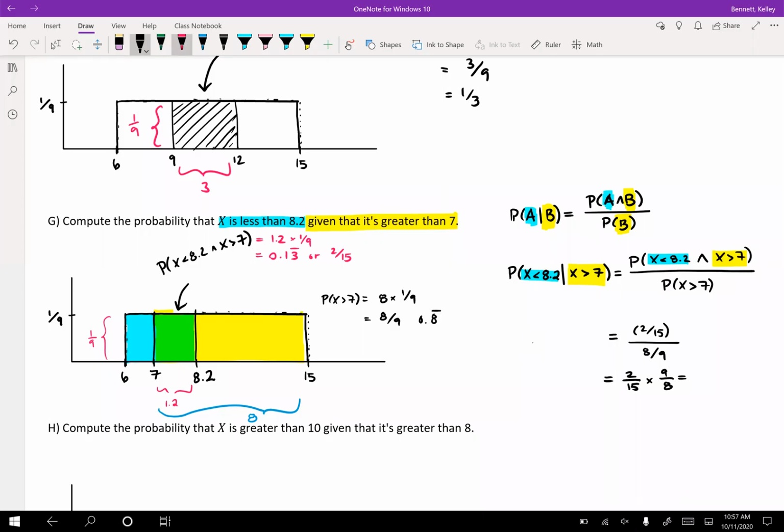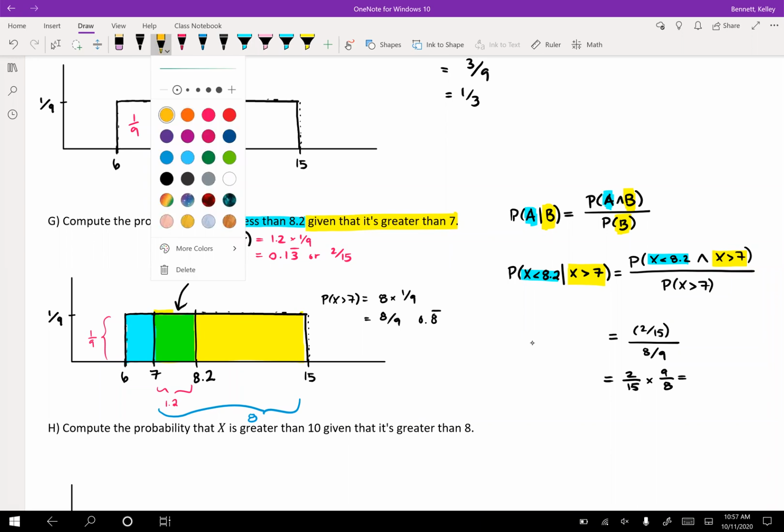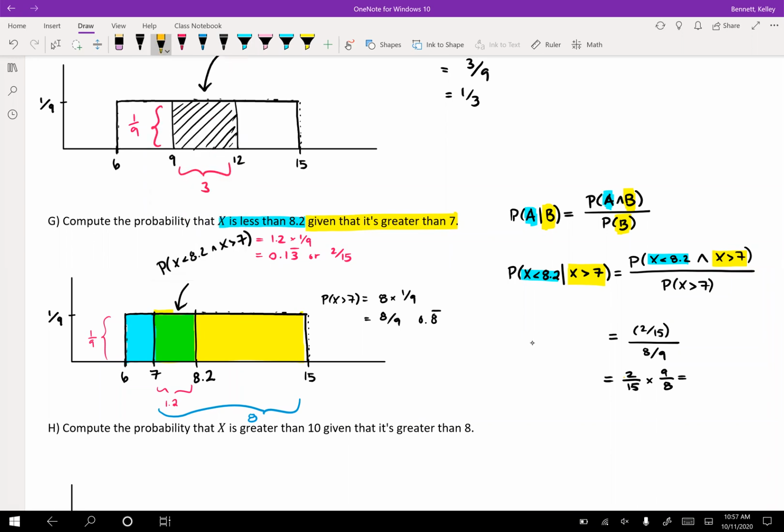And I can cancel out a few things here. So for example, I can take the 2 and the 8 and make it a 1 and a 4. And I can take the 9, pull out a 3, and take the 15 and pull out a 3. So that's going to give me 3 out of 20. Or you might have used your decimals and you should have gotten 0.15. So that is the probability that x is less than 8.2, given that it's greater than 7.